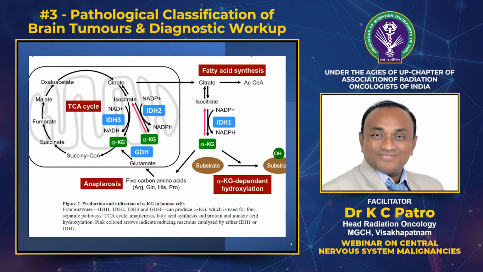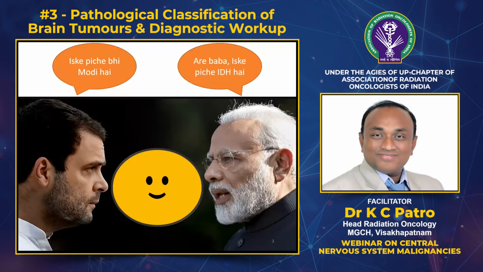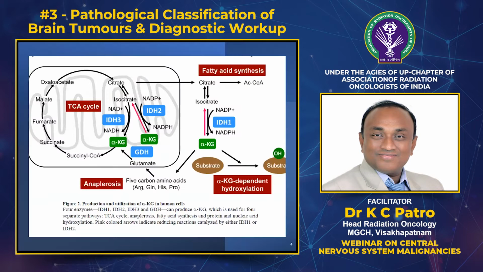All this is related to IDH, isocitrate dehydrogenase. So what is isocitrate dehydrogenase? There are three enzymes: IDH1, IDH2 and IDH3. IDH1 is in the cytoplasm, IDH2 and IDH3 in the nucleus. What happens when citrate goes to alpha ketoglutarate in the citric acid cycle? IDH converts it to alpha ketoglutarate, and this provides the amino acids for normal cell cycle functioning.